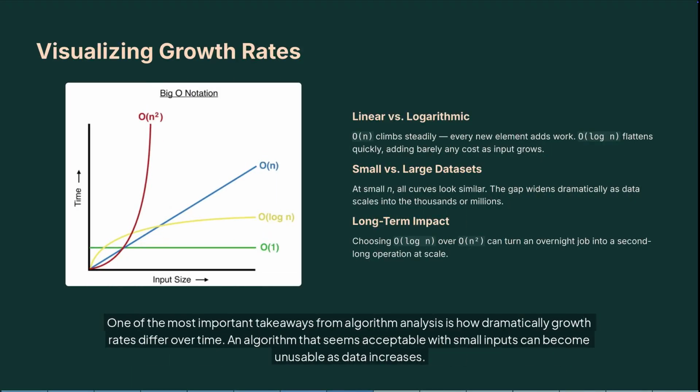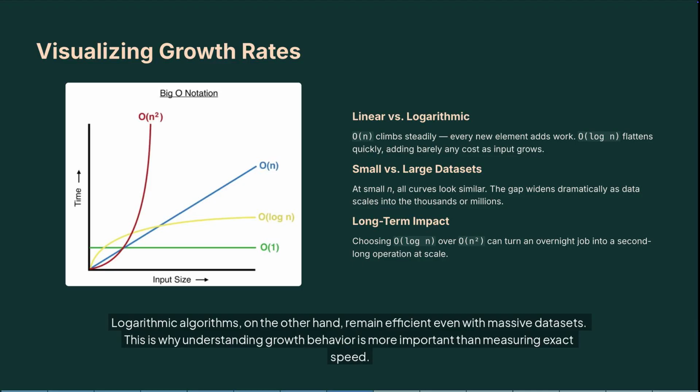One of the most important takeaways from algorithm analysis is how dramatically growth rates differ over time. An algorithm that seems acceptable with small inputs can become unusable as data increases. Logarithmic algorithms, on the other hand, remain efficient even with massive datasets. This is why understanding growth behavior is more important than measuring exact speed.